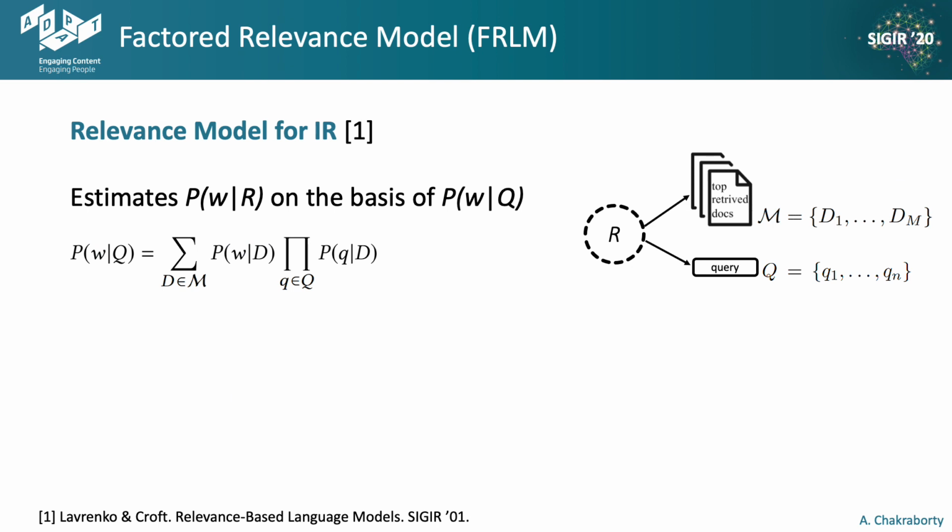Before going to the proposed factored relevance model, let me briefly revise the traditional relevance model, which many of you are already aware of. It involves estimating a term weight distribution P(W|Q) from a set of M top-ranked documents. This is basically IID sampling, and we compute the probability of sampling the term W from the relevance model R by the joint probability of observing W along with the query terms. Note that the summation is over the top-ranked documents.